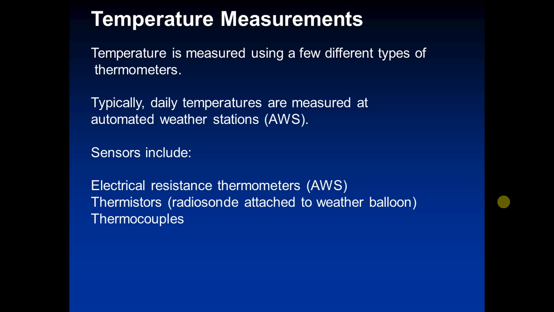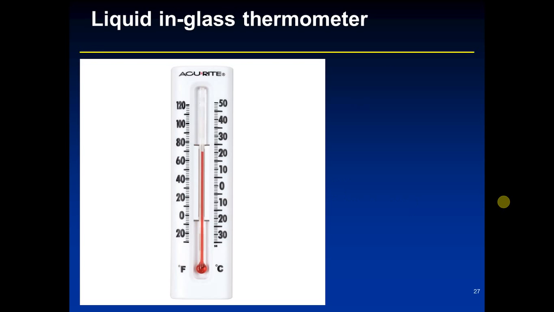There are others, such as the liquid in-glass thermometer, shown here. This is an Accurite liquid in-glass thermometer. Most of these liquid thermometers use alcohol, maybe mercury. Here you see what would the temperature be, right? About 70 Fahrenheit or 21 degrees Celsius.